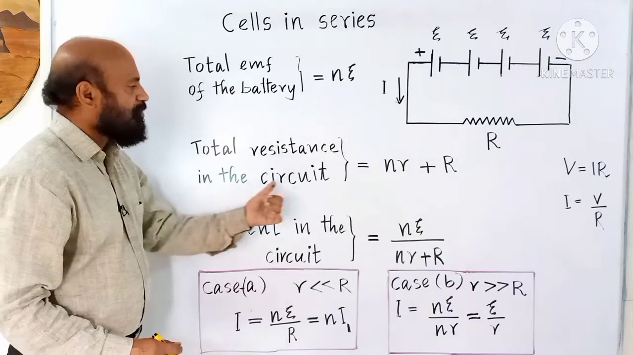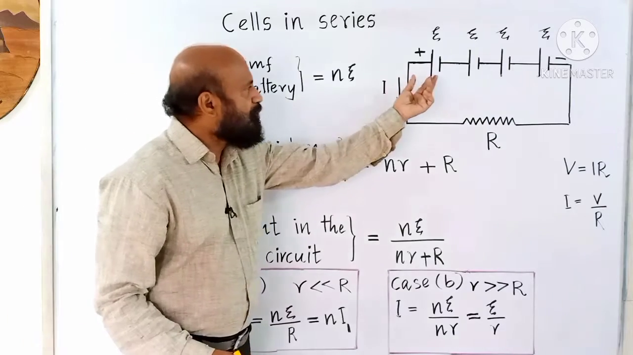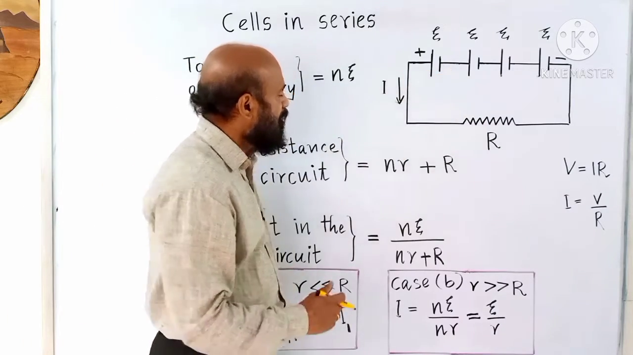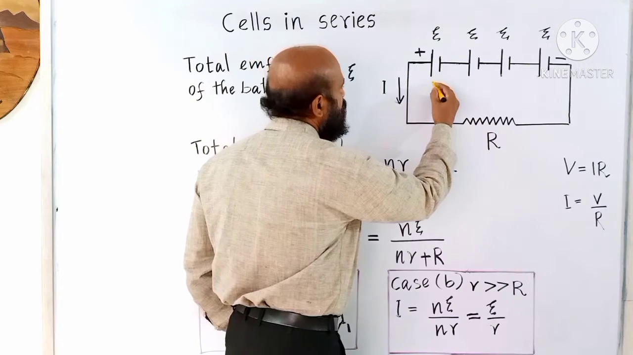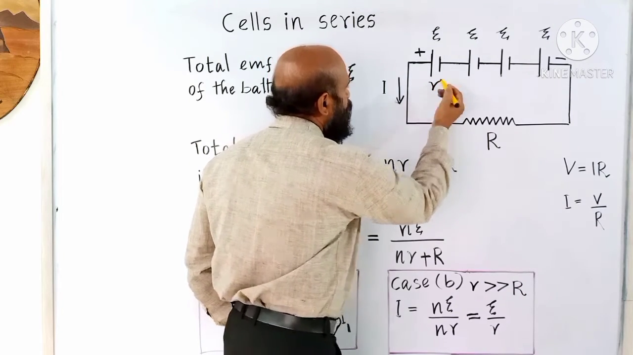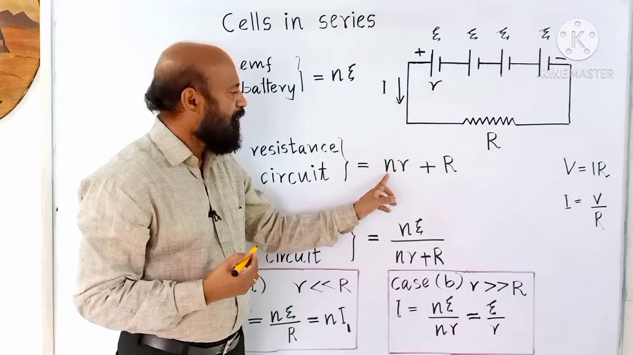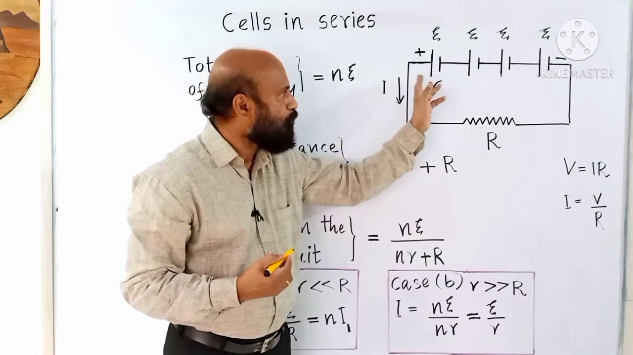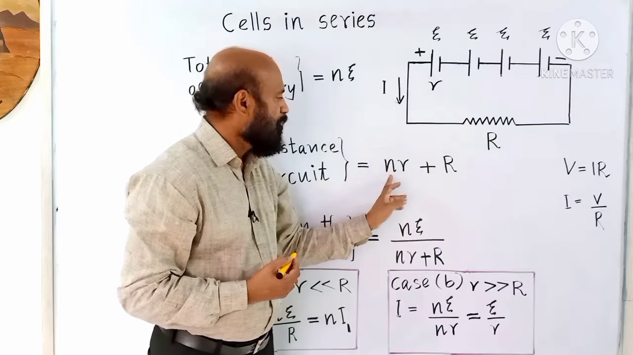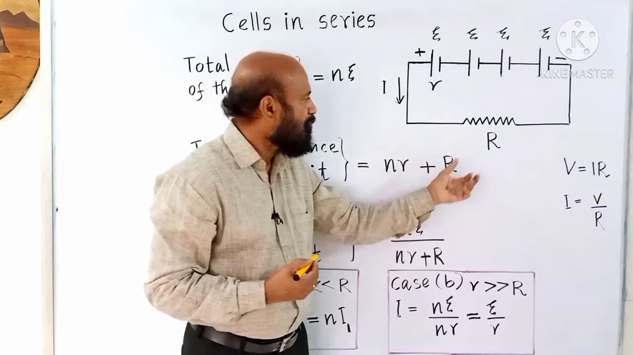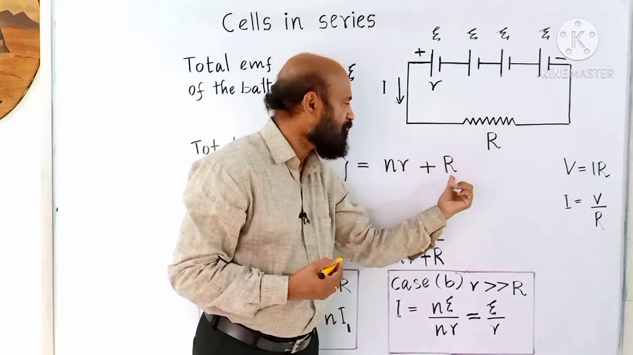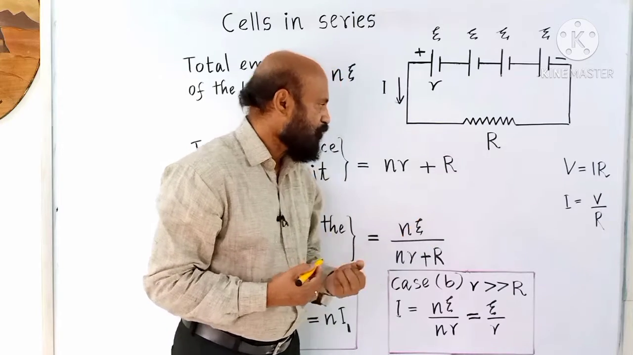Total resistance in the circuit. In each cell there is an internal resistance. Internal resistance is represented by small r. So when N cells are there, it is Nr. In our example 4 cells are there, so it is 4r. Nr plus capital R. Capital R is the external resistance.